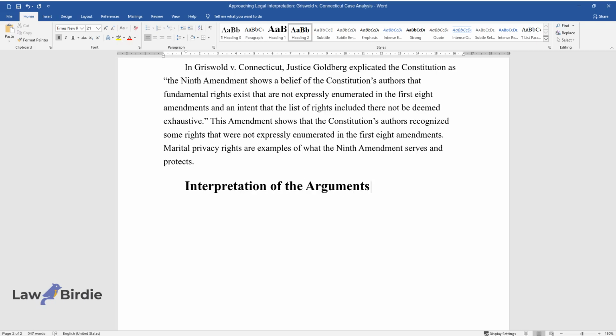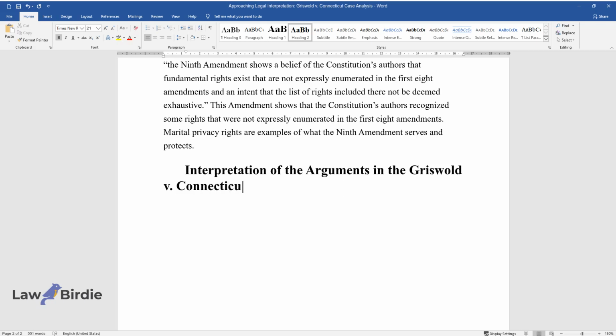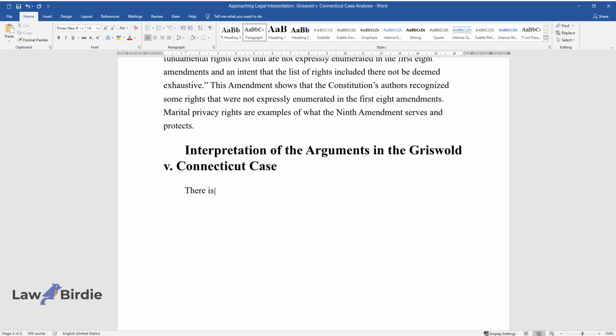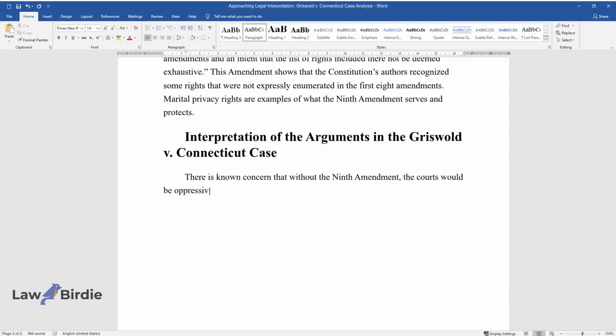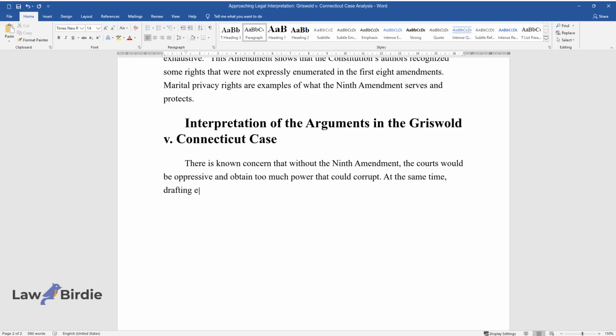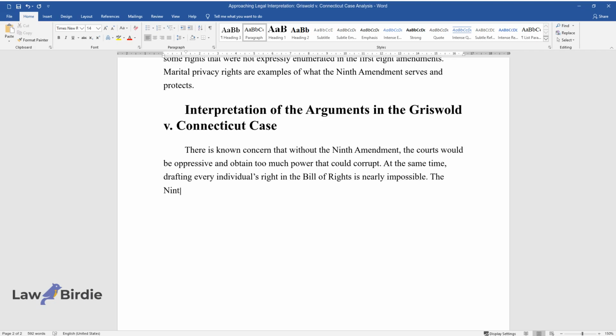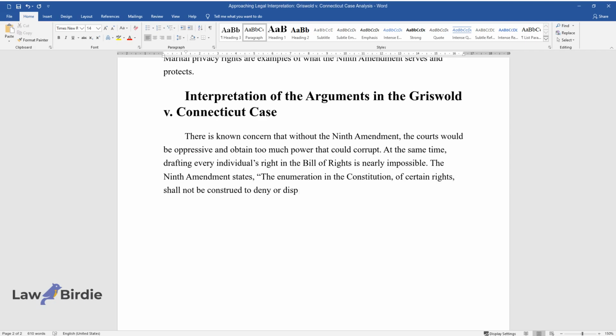Interpretation of the arguments in the Griswold vs. Connecticut case. There is known concern that without the Ninth Amendment, the courts would be oppressive and obtain too much power that could corrupt. At the same time, drafting every individual's right in the Bill of Rights is nearly impossible. The Ninth Amendment states, "The enumeration in the Constitution, of certain rights, shall not be construed to deny or disparage others retained by the people."